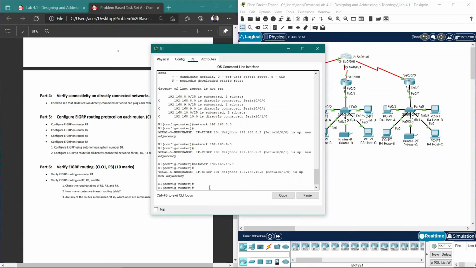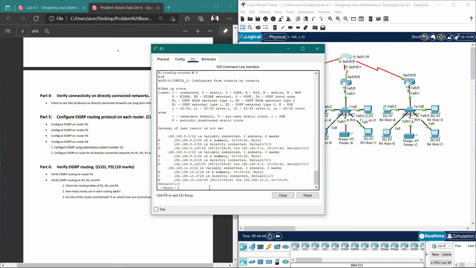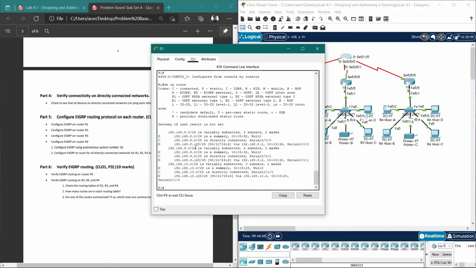The next will be R1. So, show IP route. And here in R1 we can see there are six EIGRP connections, 1, 2, 3, 4, 5 and 6. Next will be show IP protocols.